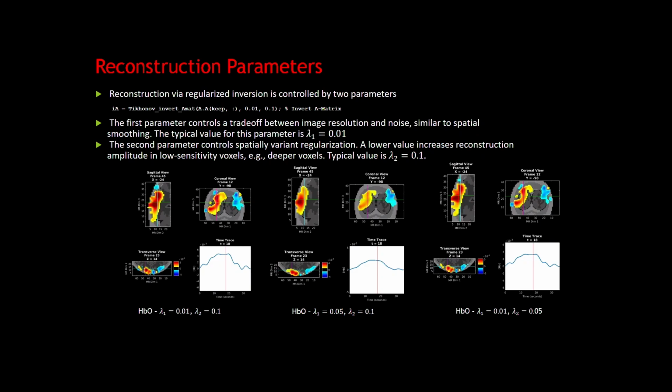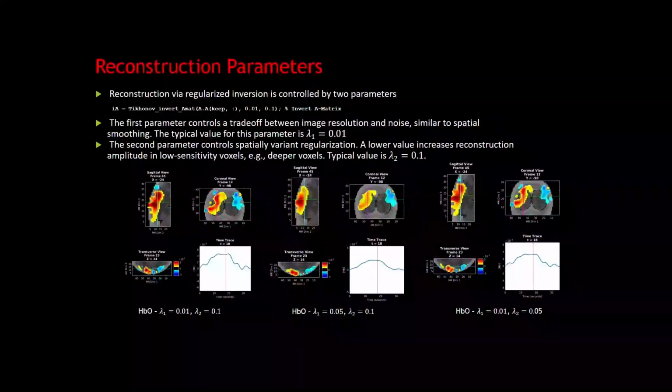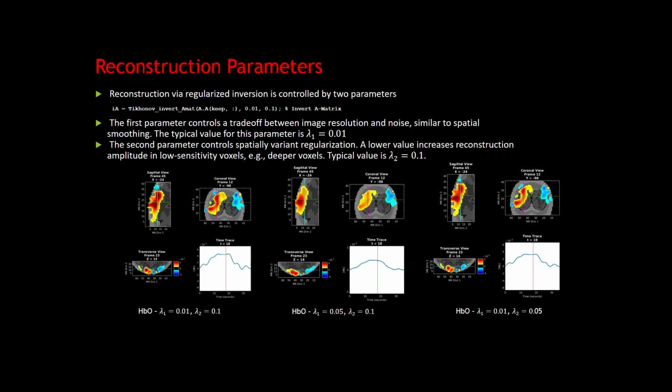0.01 is generally good in the ballpark for any system design, but if you have an even more high-density system with really, really good optoelectronics, you can make lambda 1 smaller and get higher resolution, but you have to be careful to not have system noise contaminate everything. Lambda 2 is called spatially variant regularization, and that helps us tune in how deep the reconstruction pushes the data so that we have good correspondence with fMRI. So you can play around with different parameters for that.